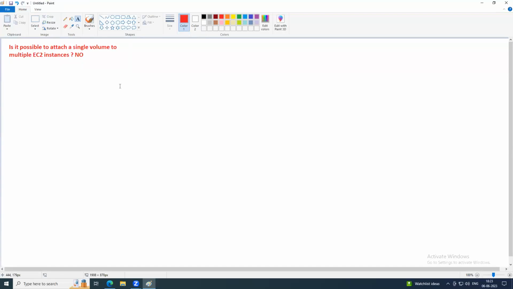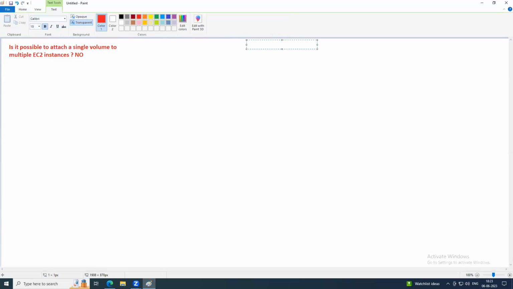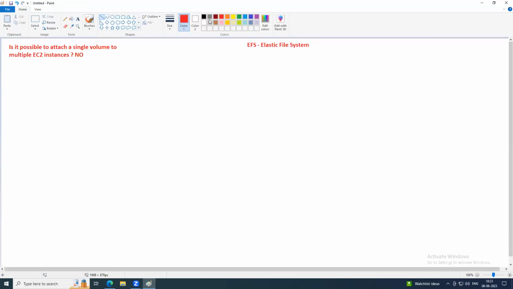Let's say, for example, I have so many EC2 instances. I have EC2 instances in 1A, 1B, 1C, like this, in different availability zones. So I need to have a shared storage, which can be attached to all EC2 instances. The service that provides this, the next service we're going to talk about, is EFS, Elastic File System.